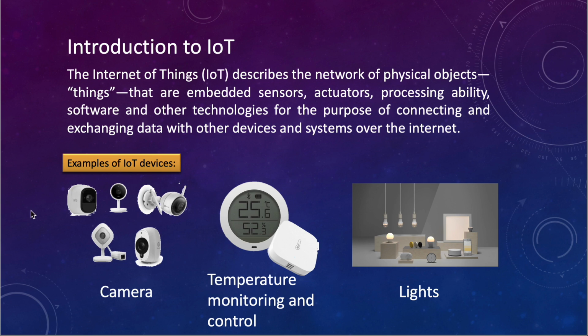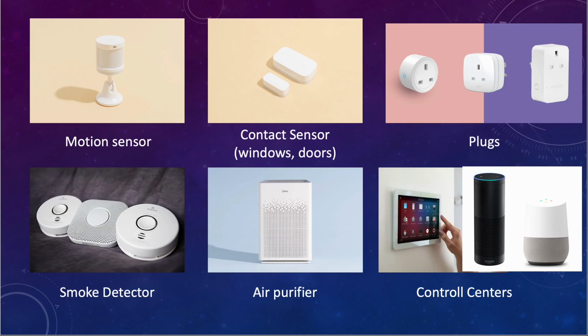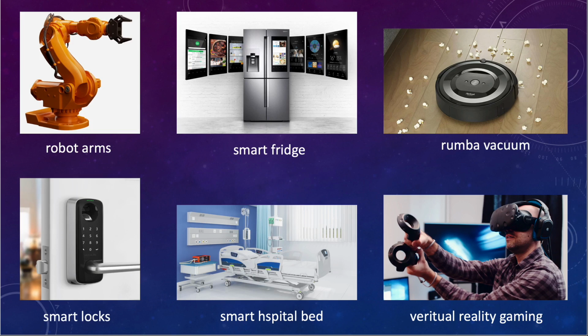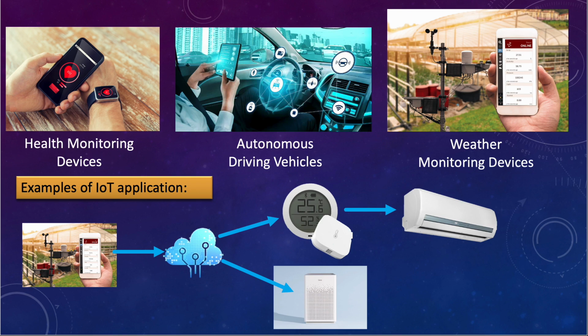As you can see, we looked at cameras, temperature monitoring control systems, smart lights, motion sensors, contact sensors, smart plugs, smoke detectors, air purifiers, control centers, and we went to robot arms that are used in manufacturing, and smart fridges, Roomba vacuums, smart locks, smart hospital beds, virtual reality gaming, and so on, autonomous driving, health monitoring, and weather monitoring. Then we looked into applications of IoT devices in the real world.